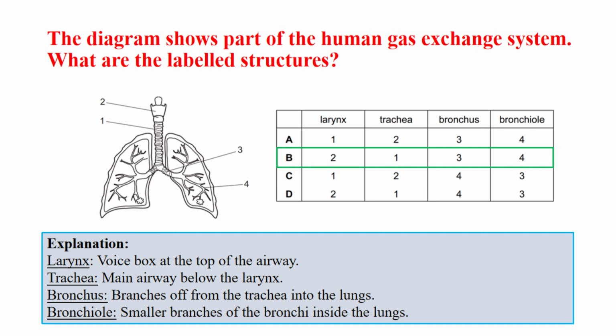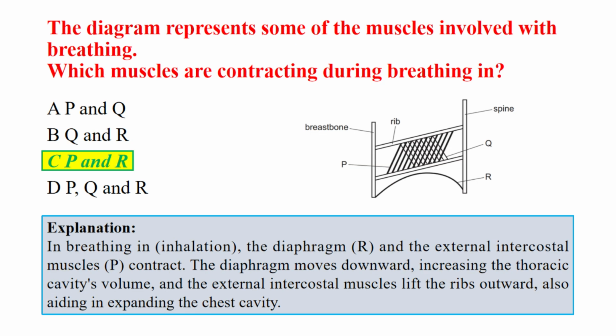This sequence accurately reflects the path of air from the larynx through the trachea, into the bronchi, and finally to the bronchioles. In the next question, we'll explore the muscles involved in the process of breathing. Let's dive into a question to see what we know about this vital function.